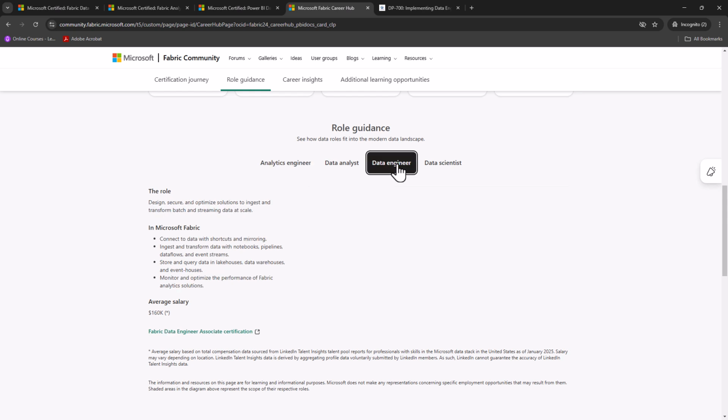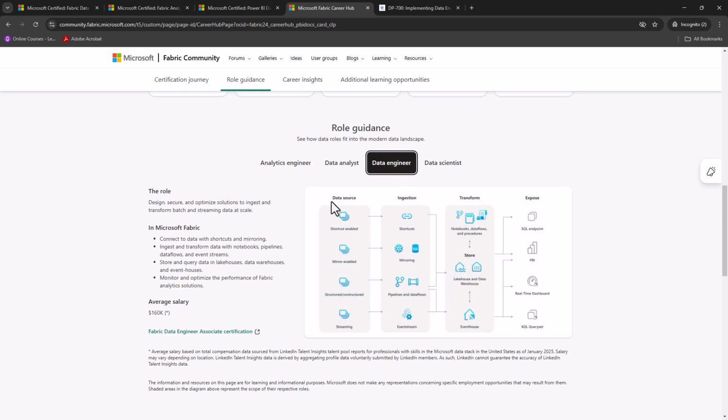And then finally, there's the DP700. So here we can see you need to know everything about data sources, ingestion, and transformation that you can see on the screen. But you don't need to know about how to expose it. You don't need to know about Power BI, for example. However, I would say that you do need to know about the SQL endpoint and also the KQL query set, which is also required in the analytics engineer.